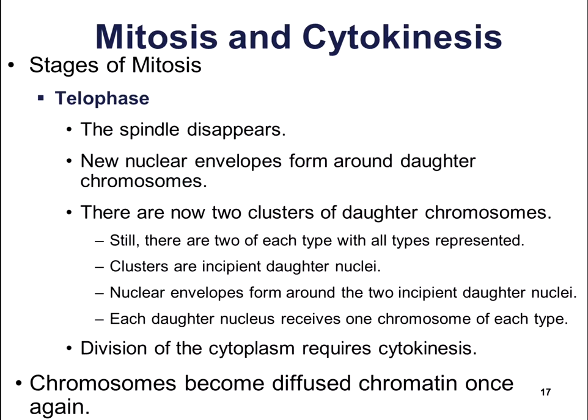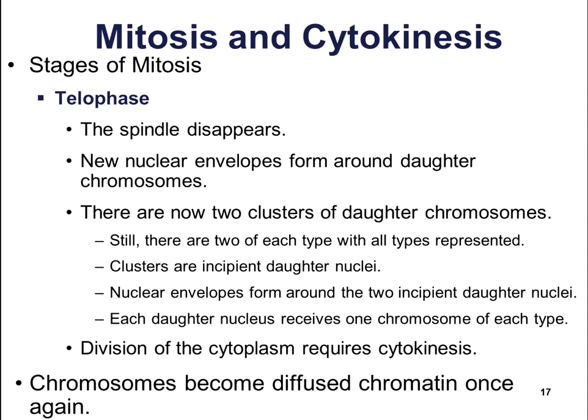In telophase, the spindle completely disappears. There are now new nuclear envelopes that form around these daughter chromosomes. There are now 2 clusters of daughter chromosomes. There are still 2 of each type with all types represented. And then you have this nuclear envelope that's forming to start the formation of each new cell.